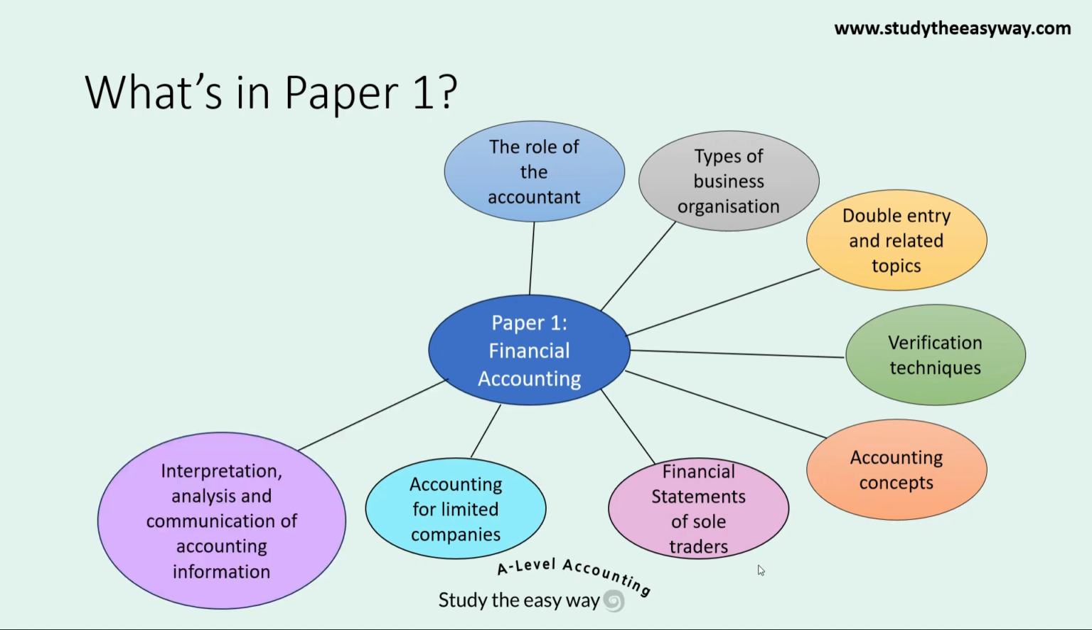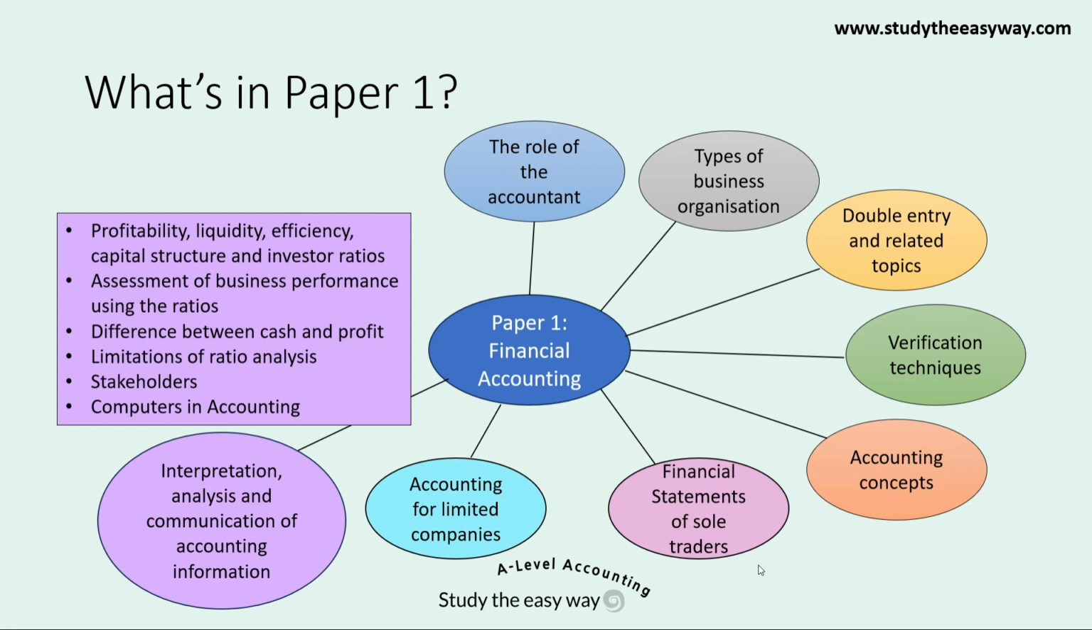The next section, Interpretation, Analysis and Communication of Accounting Information, covers ratio analysis. Make sure you've learned the formulae as well as being able to use and interpret them, as the formulae won't be given to you in the exams. You'll need to use the ratios to analyse and assess a business's performance and be able to write a report on your conclusions. In addition, this section also involves knowing about the difference between cash and profit, stakeholders, and the use of computer software in accounting.